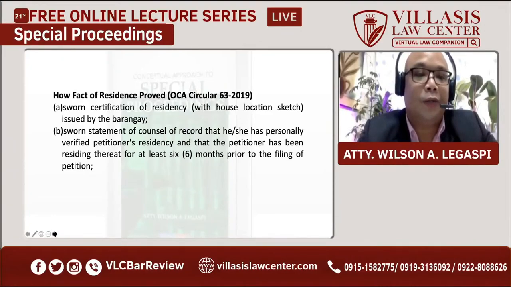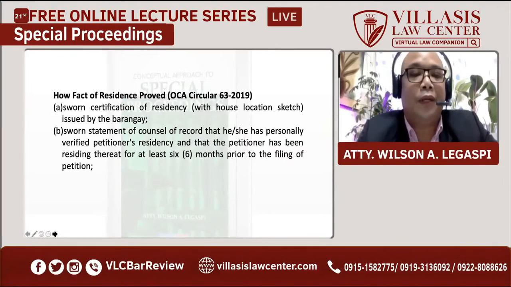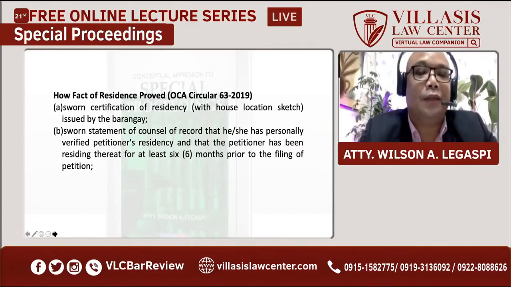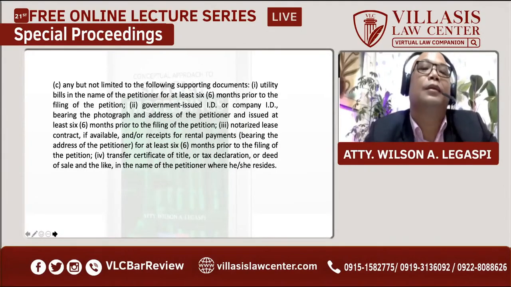Okay. Other document, sworn statement of counsel of record. So even the lawyer shall make a sworn statement. Ano yung nakalagay sa sworn statement ng lawyer? That he or she has personally verified petitioner's residency and the petitioner has been residing there at for at least 6 months prior to the filing of the petition. Ano pa? Ito pa.